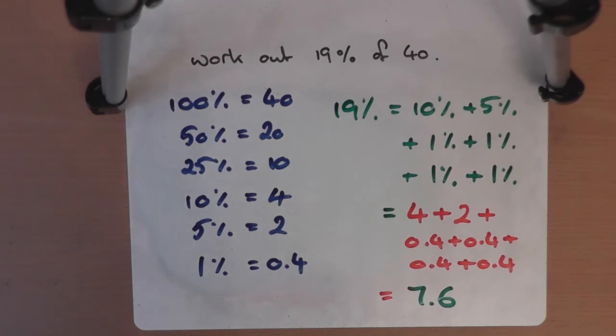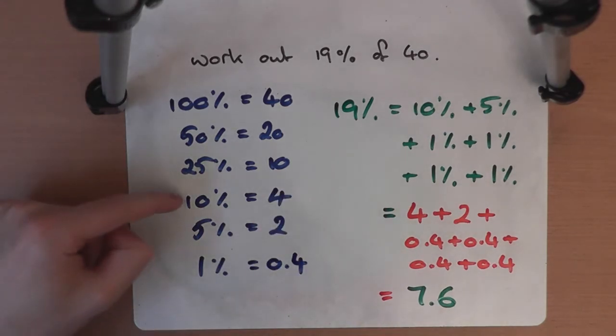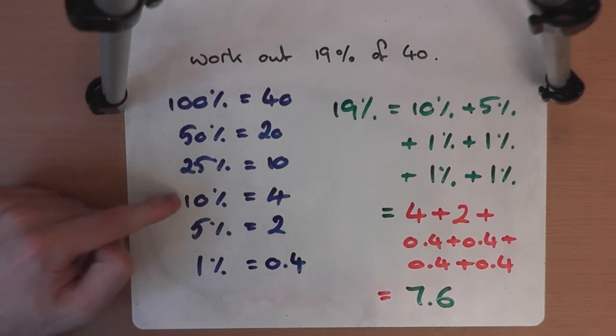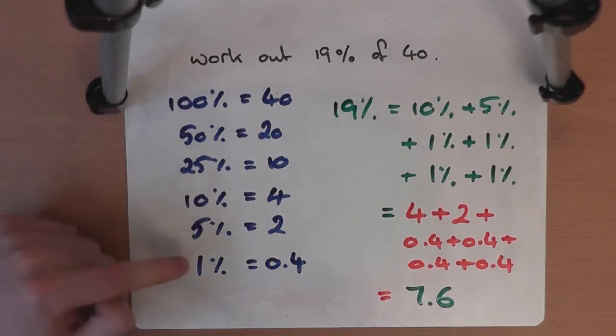Is that the only way we can do that? Of course not. 19%, well, surely we could have, what about 2 lots of 10%? Well, that's 20%, and then take away a 1%. That would leave us with 19. Do we get the same answer? 2 lots of 10% is 4 add 4 is 8. Take away the 0.4, 7.6 as well.